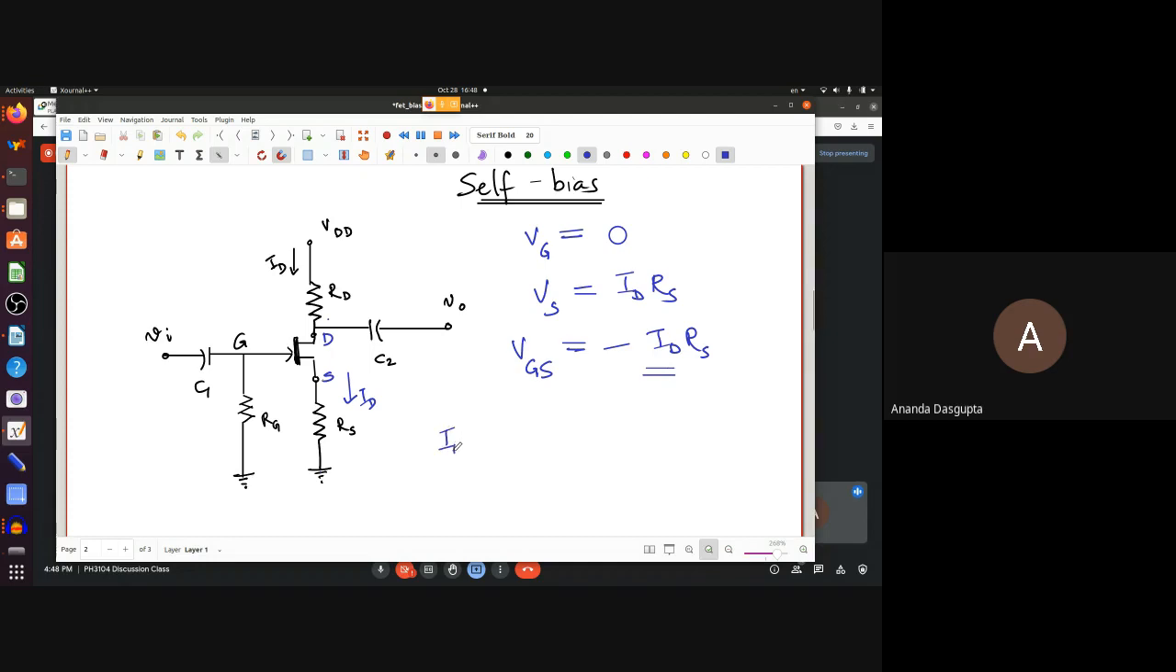So now if you go back to your equation, the Shockley equation, ID equals IDSS into 1 minus VGS by VP whole square, you get IDSS into 1 plus IDRS by VP whole square. So earlier, for the fixed bias circuit, what you had was an explicit formula for ID. You knew VGS is minus VGG, just plug that in, you get ID. Here, what has happened? Can you find out ID from here?